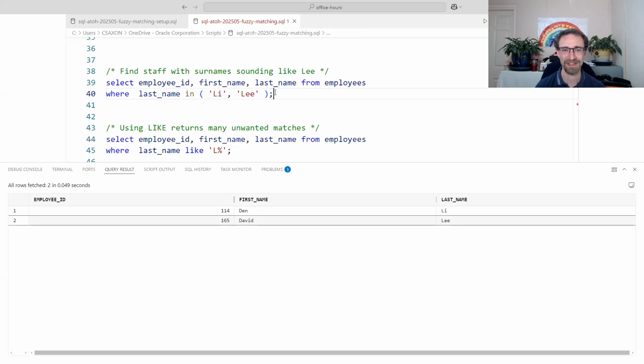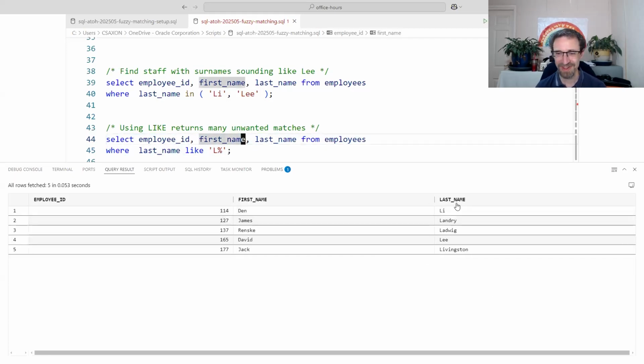And again, we can't use the underscore because we don't know if there's 1 or 2. So we're going to use %. Unfortunately, what's going to happen if we use L% here? Well, we're going to return everyone whose surname starts with an L. And so these are clearly people who don't match at all, right? So we're getting Landry and Ladvik and things like this. So that pulls back a lot of unwanted matches. So it can work pretty well if you're quite sure about most of what you're searching for, but it quickly falls apart when we get into these ambiguous sounding things.